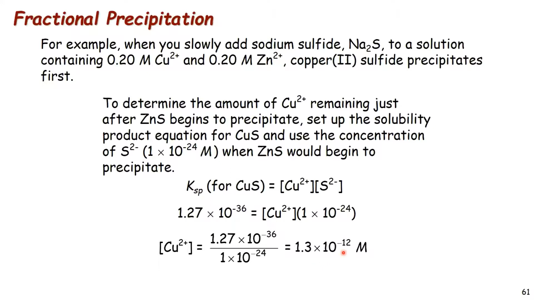So in other words, there's almost no copper at all left in the solution, and it is primarily zinc at that point, right? 10 to the negative 12 compared to 10 to the negative 1 is an 11 orders of magnitude difference in concentration between the zinc and the copper. So again, that's all that's left of the copper, almost nothing. And we precipitated almost all of it out and just left the zinc 2 plus in solution for the most part.